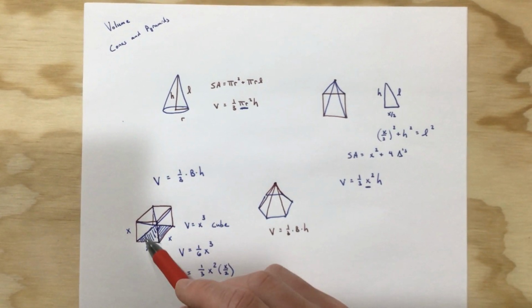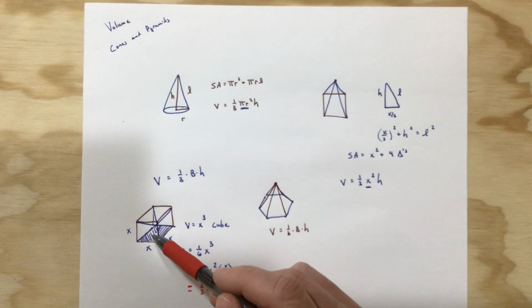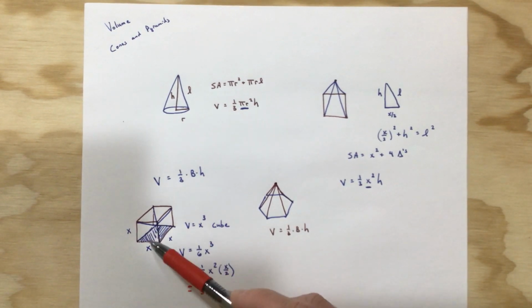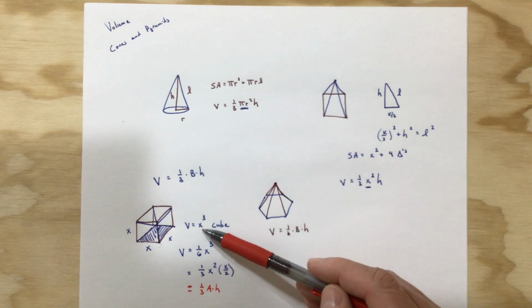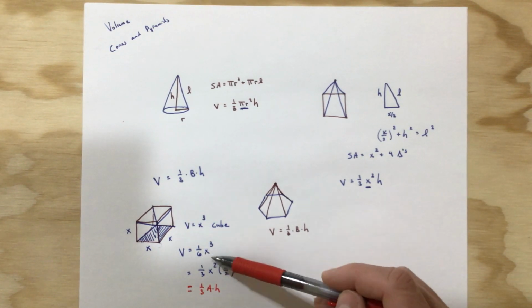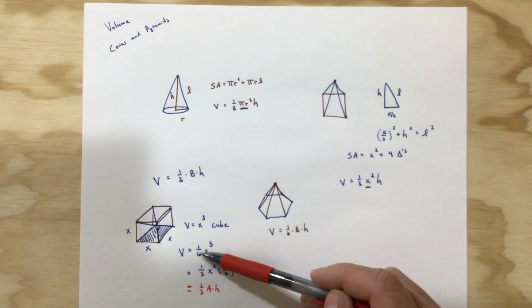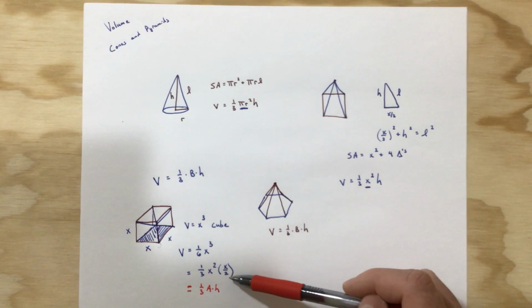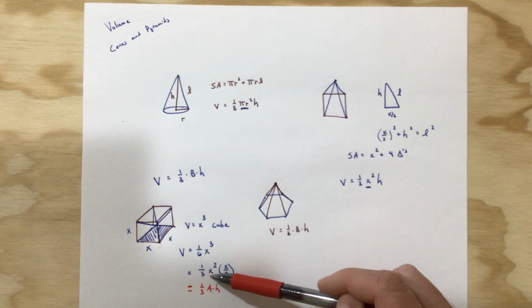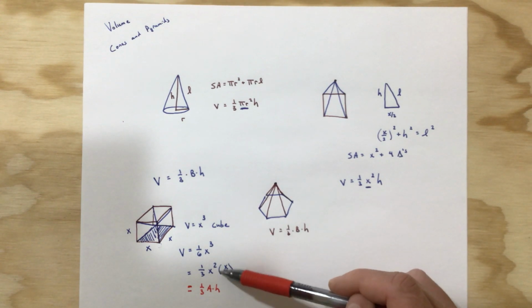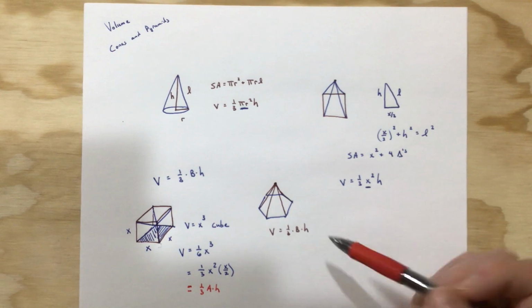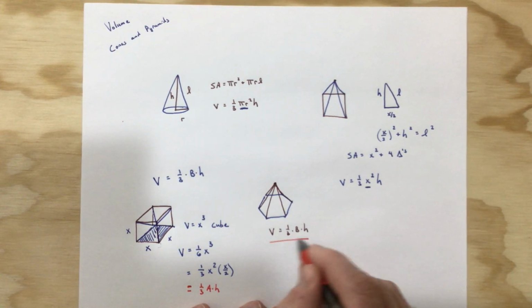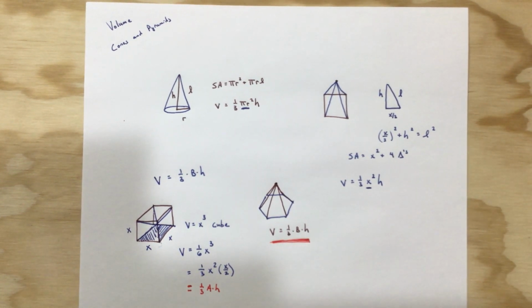Again, this pyramid is in fact 1/6 of the cube because you can stack in 6 of those pyramids to fill it. So if the cube is x cubed, the pyramid is 1/6 x cubed. 1/6 is really just 1/3 times 1/2. X cubed is x squared times x. X over 2 is the height. X squared is the base. And all of a sudden, I got the formula. Okay? The volume of any cone or pyramid is 1/3 BH.